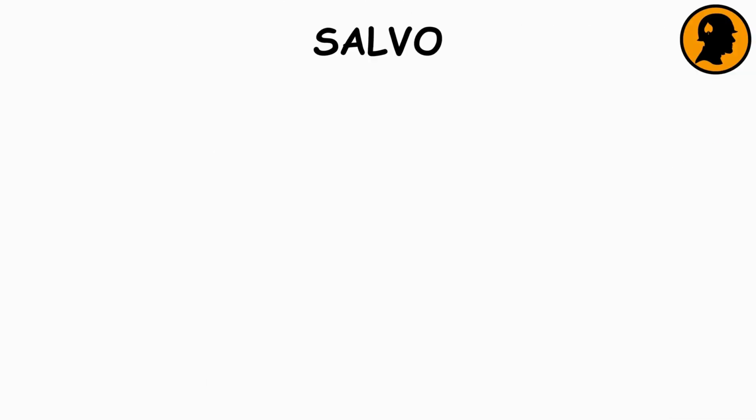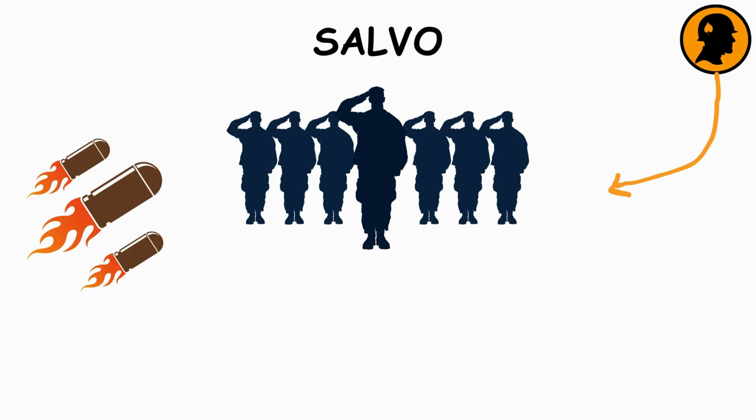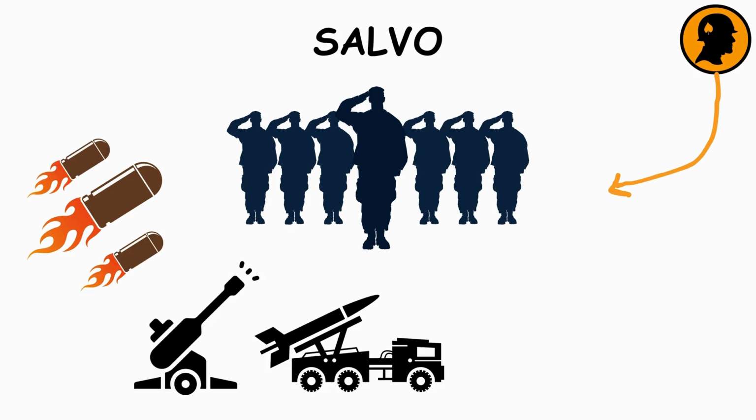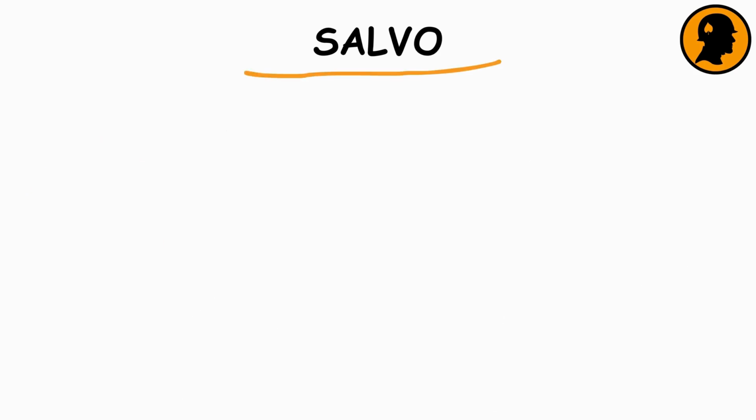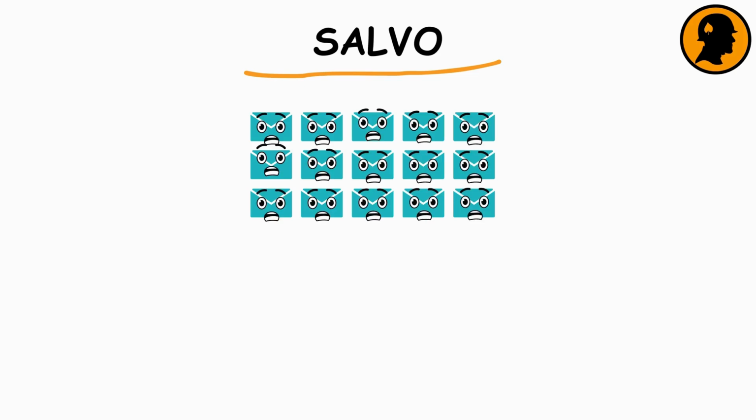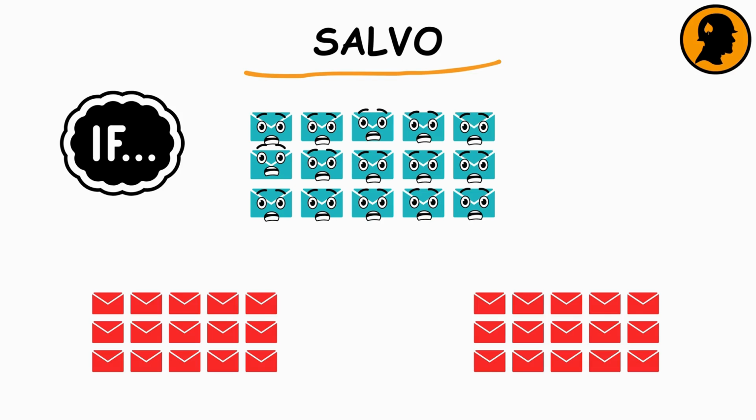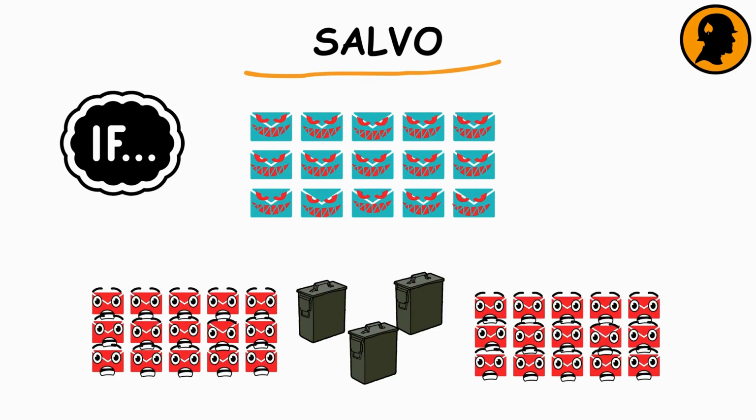Salvo. Salvo means that ground troops open fire simultaneously using artillery, rockets, missiles, and rifles. This tactic puts the enemy army in an unexpected situation and causes a psychological collapse. If you don't have enough ammunition, this can leave you stunned.